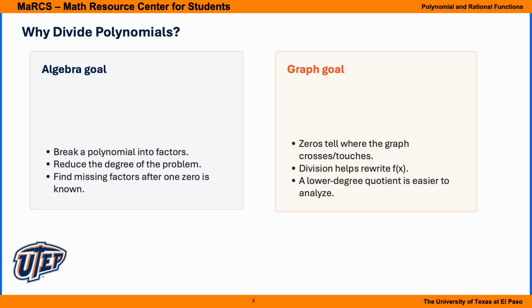So the goal of dividing polynomials is to break a polynomial into factors, then reduce the degree of the problem, and find the missing factors after one zero is known. From there, we can better graph the function. The zeros will tell us where the function crosses or touches the x-axis, and the division helps us rewrite f of x. A lower degree quotient is easier to analyze.